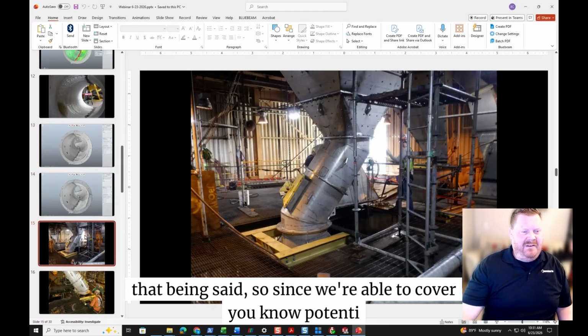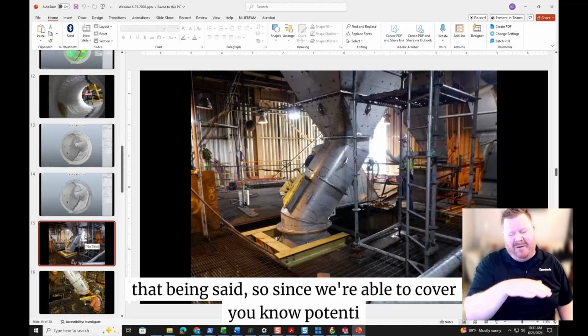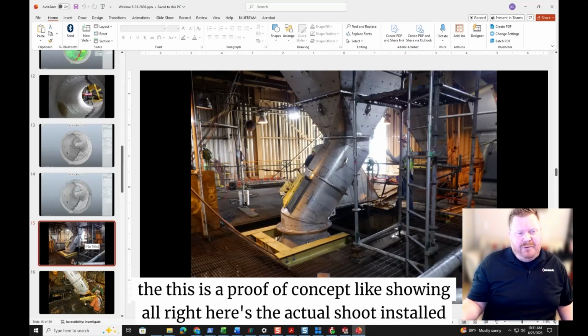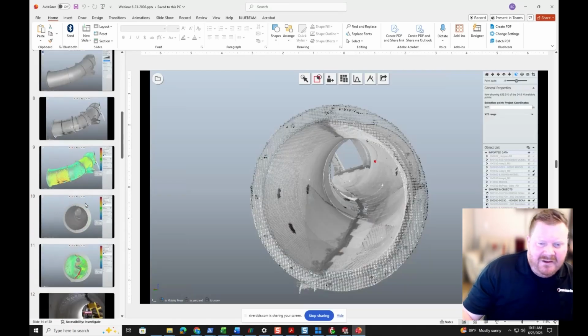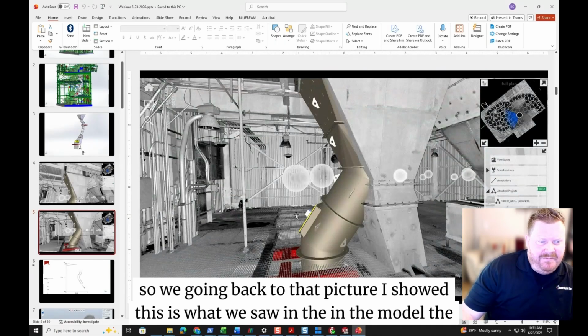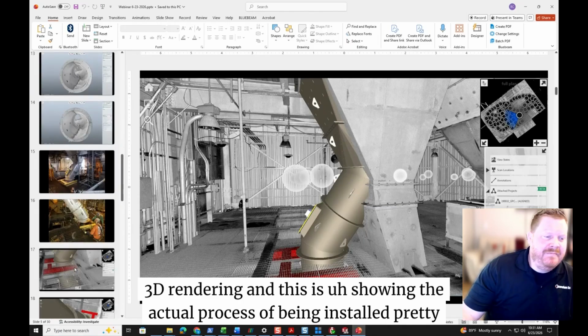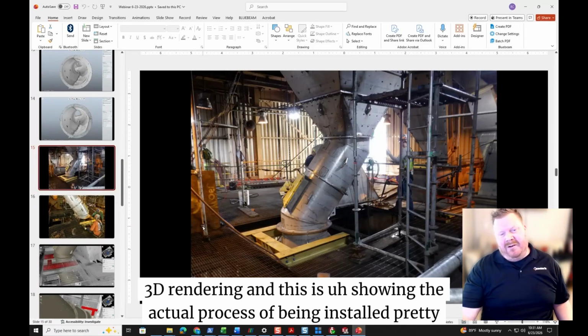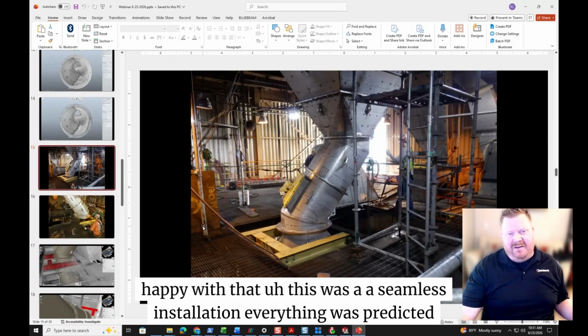That being said, since we're able to cover any potential costs and mistakes, like even doing that fabrication analysis, this is a proof of concept, like showing, all right, here's the actual chute installed. So going back to that picture I showed, this is what we saw in the model, the 3D rendering. And this is showing the actual process of being installed. Pretty happy with that. This was a seamless installation.